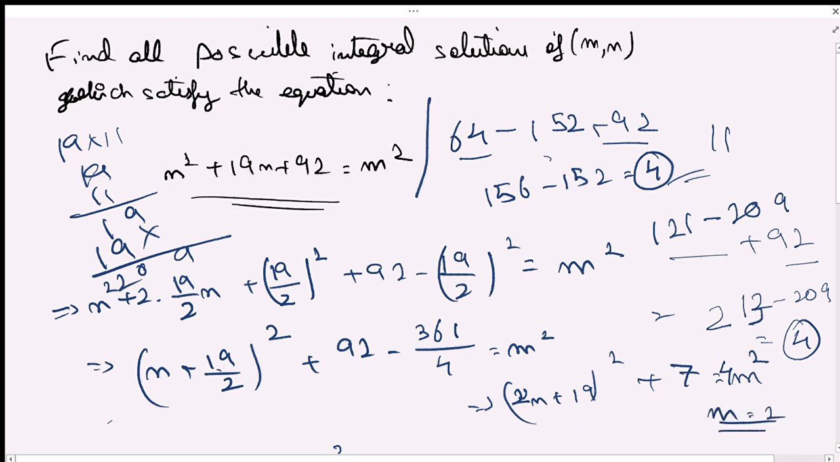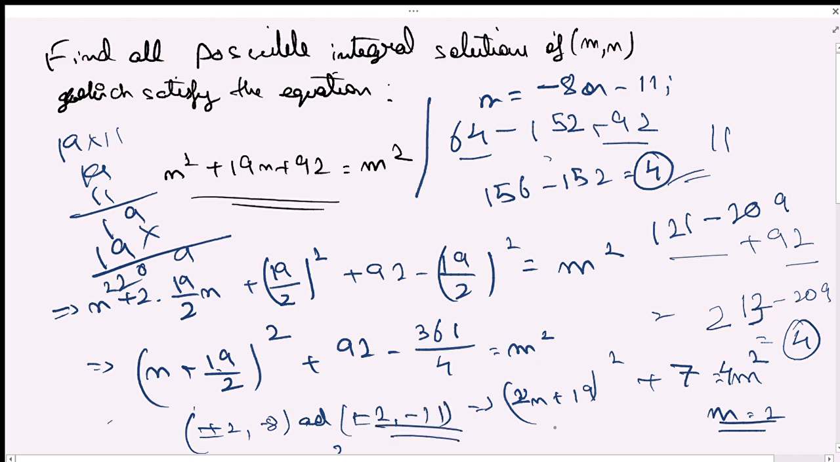Now check one more thing here, that if your n is equal to minus 8 or minus 11, then the LHS becomes 4. So m equals to minus 2 also satisfies this equation, right? So the number of solutions to this equation is actually 4. And what are those? Those are plus minus 2, minus 8 and plus minus 2, minus 11, and these are your final solution pairs. Got it, guys? So this was a problem on number theory. I'll be meeting you guys in the next lecture.